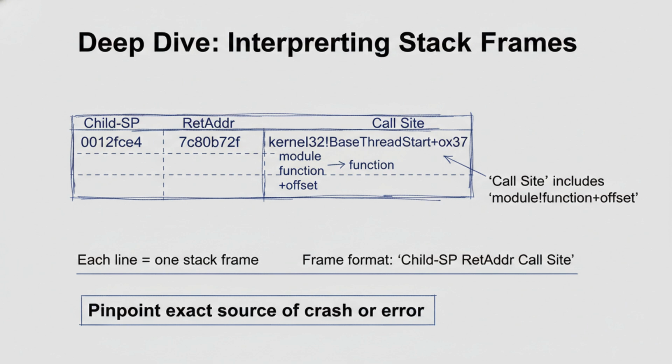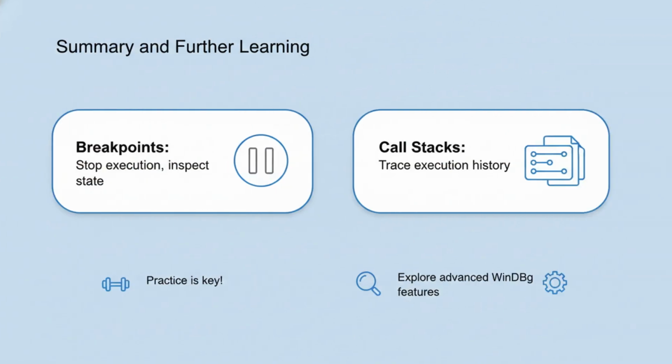By tracing these call sites from the bottom of the stack, the oldest function call, to the top, the current function, you can reconstruct the entire execution flow. This ability to pinpoint the exact source of a crash or an unexpected behavior is one of the most powerful aspects of using WinDbg. We've covered a significant amount of ground today, equipping you with essential WinDbg skills.